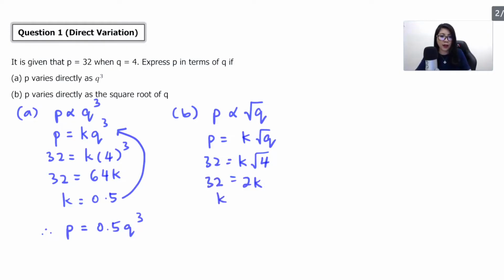So to find K, 32 divided by 2 is 16. After that, we're going to substitute this into step 2, and then we get the equation P equals 16 square root of Q. And that's the answer for B.